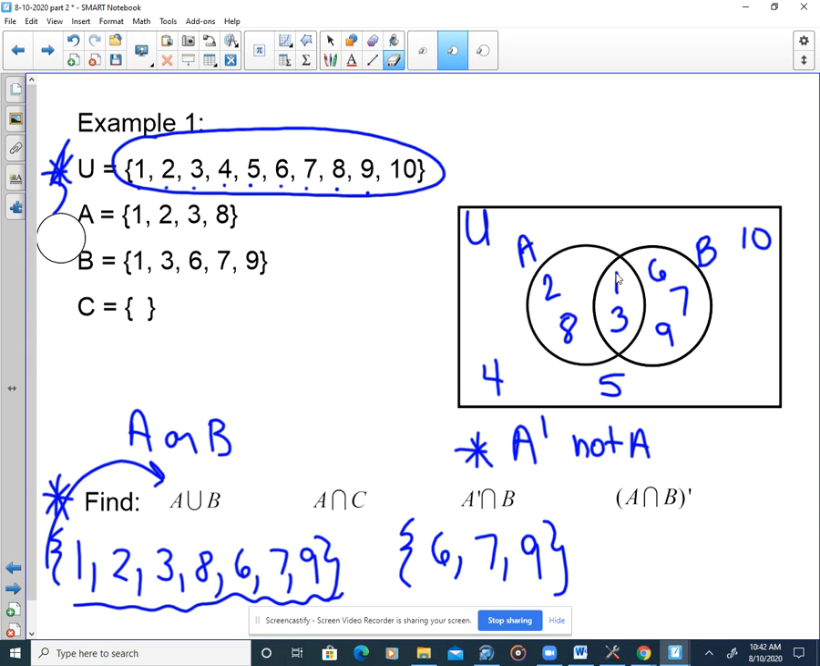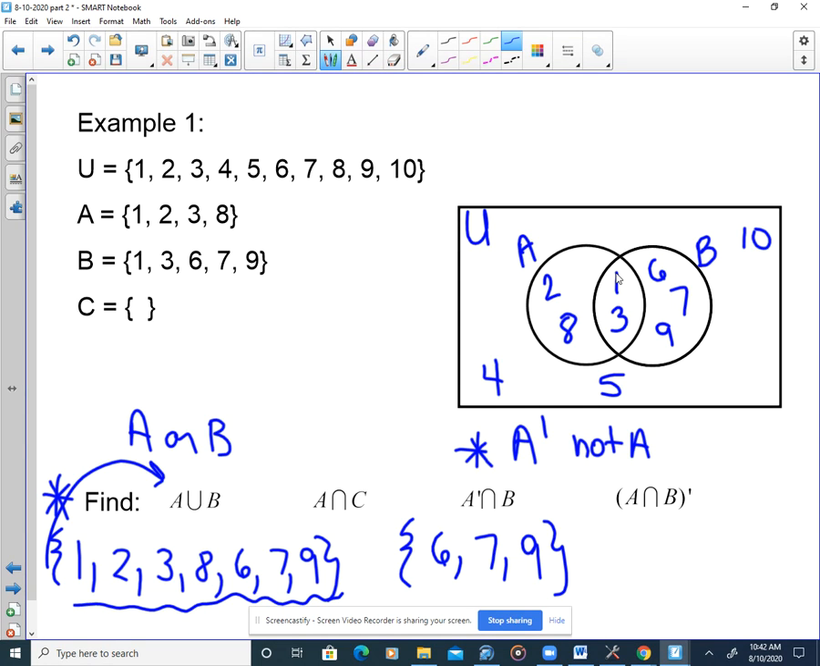So let's look at that. Let's look at A intersect with C. So here's A. Here's C. It's an intersection. So it's what the two sets have in common.